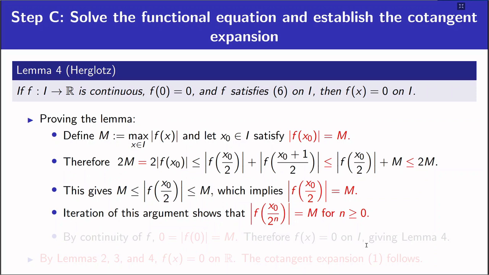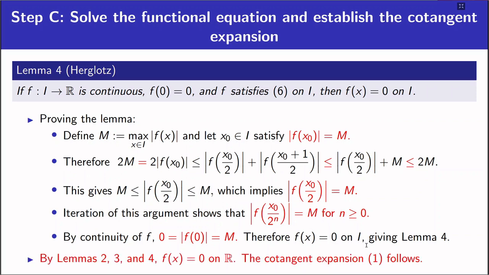Looking at the highlighted equations, we observe that we can iterate this argument and derive that the maximum absolute value of f is obtained at x naught over 2 to the n for any non-negative integer n. Since f is continuous and f of 0 is 0, we can take the limit of this equality as n approaches infinity and conclude that m is equal to 0. Therefore, f is 0 on I, and the lemma is proven.